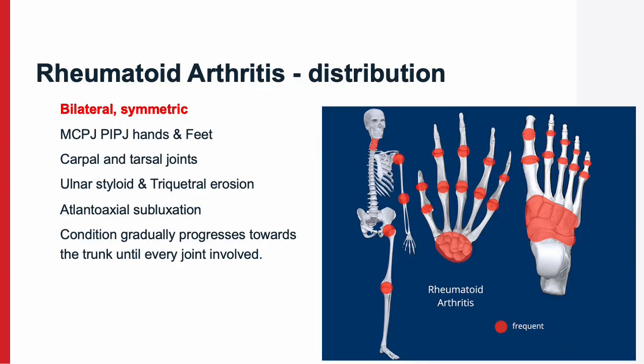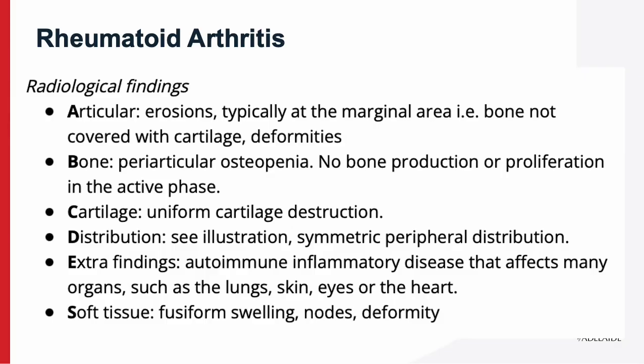The distribution, as we've already talked about, classic distribution involving MCPJ, PIPJ, the neck, hip, knee, shoulder, elbow. So, to summarize, the A, B, C, D, E, and S of rheumatoid arthritis. A, erosions are a typical feature. Classic appearance are marginal erosions. B, periarticular osteopenia is a classic thing. No bone production or proliferation, particularly in that active phase. C, uniform cartilage destruction, that uniform joint space narrowing.